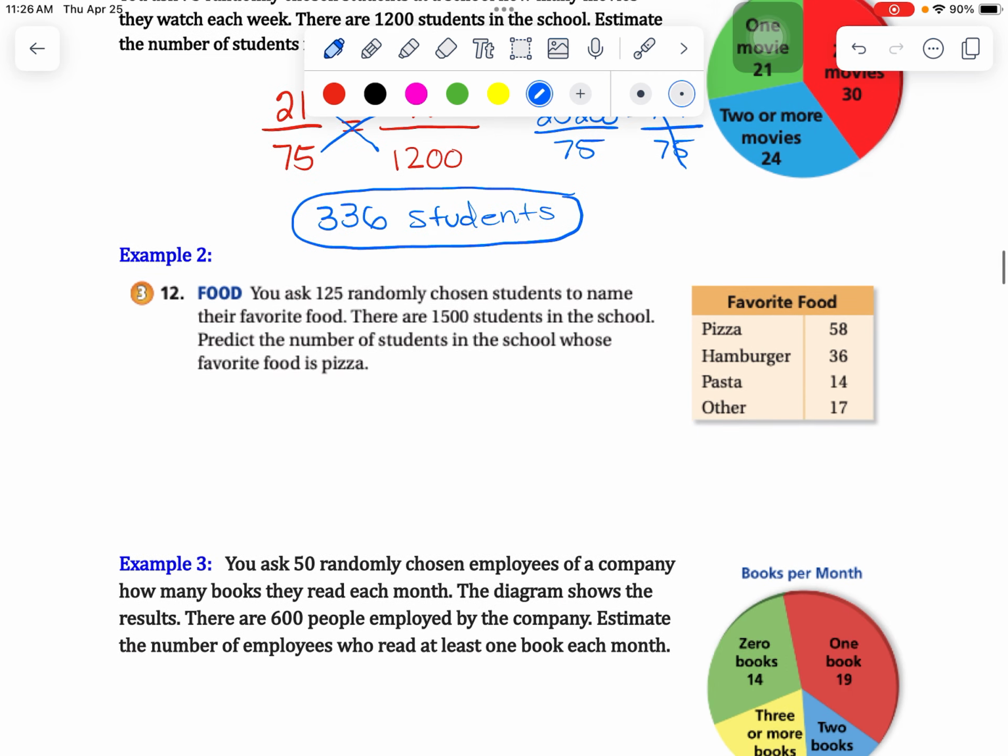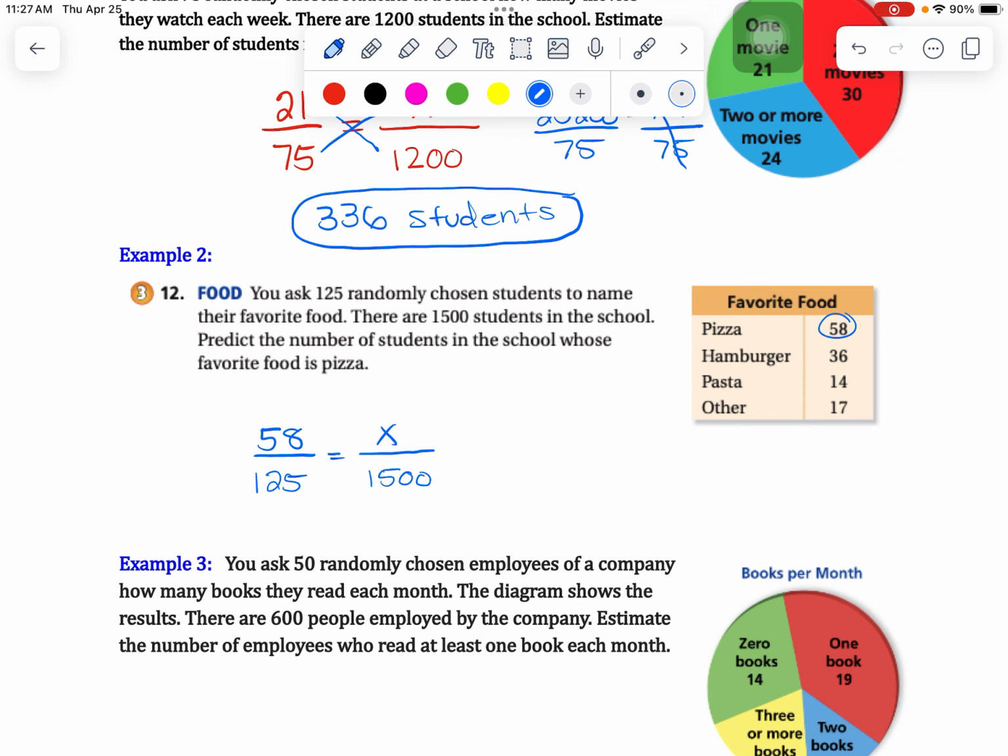All right, same idea for the next example. This said you ask 125 randomly chosen students to name their favorite food. There are 1,500 students in the school. Predict the number of students in the school whose favorite food is pizza. So again, in my proportion, the denominators I'm going to use are 125, which was the total sample, and 1,500, which is the total population of the students. Since we are looking for the number of students who like pizza, in the sample it was 58 out of 125. So the question is, what is it out of 1,500?